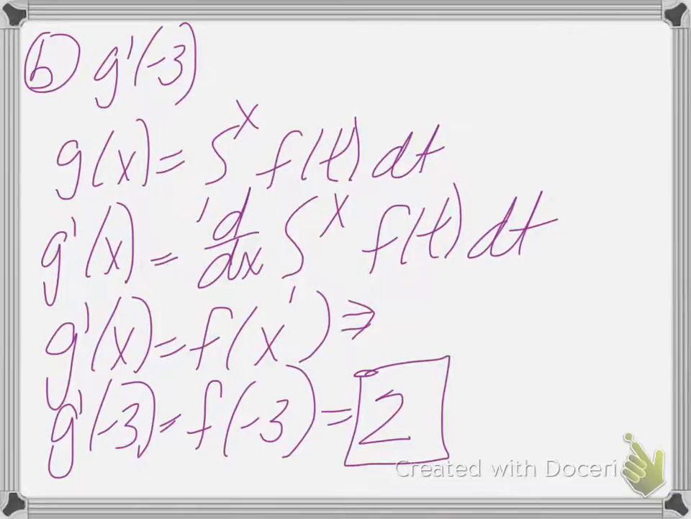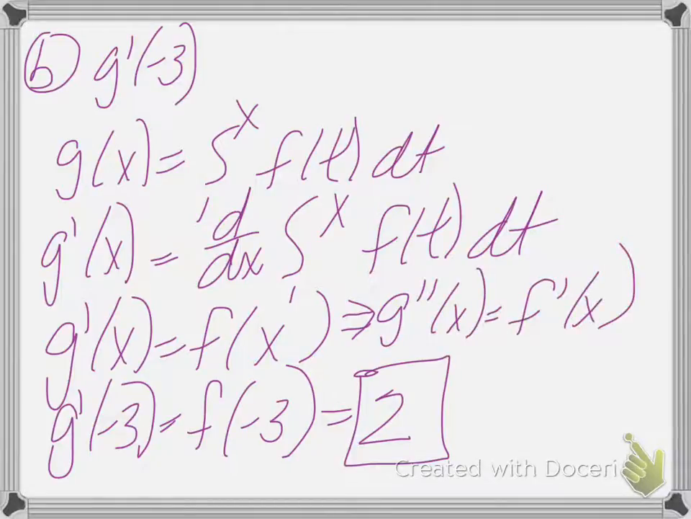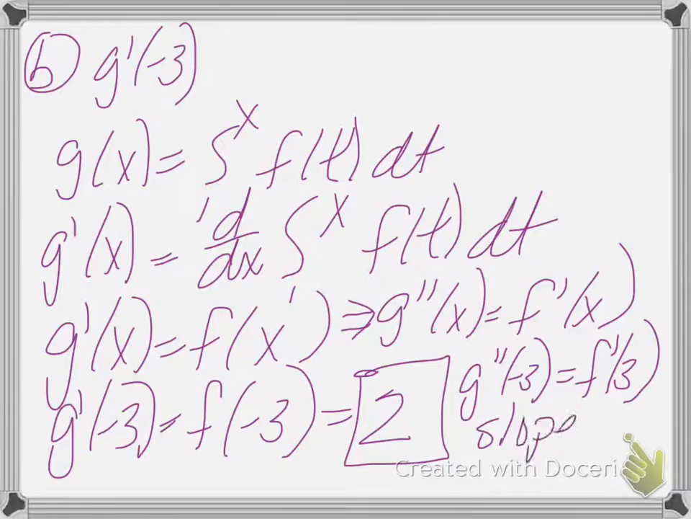Okay, so if g prime is equal to f of x, then g double prime is equal to f prime of x. So if we want g double prime of negative 3, we really want f prime of negative 3. So what does f prime mean? It means the slope. So we want the slope at x equals negative 3. That's our goal. Okay, so when you look at the picture, that's on a line. So the slope on the entire line would be the same.